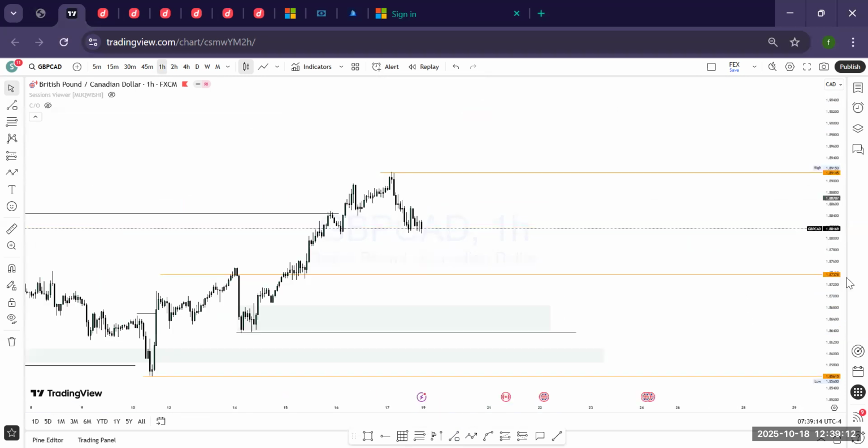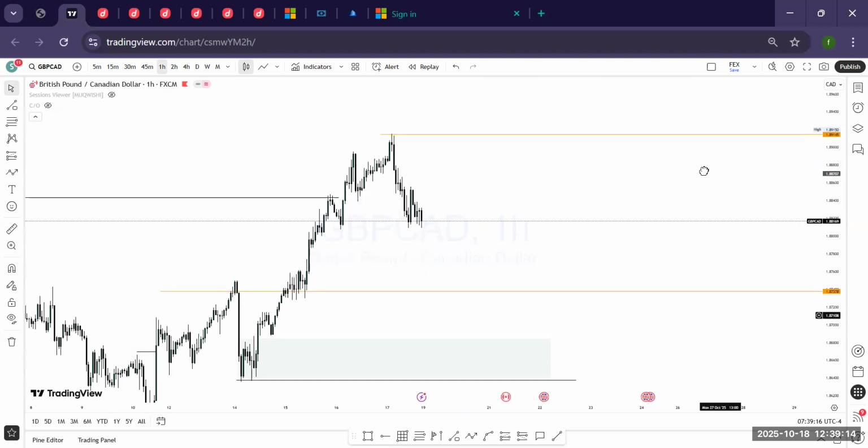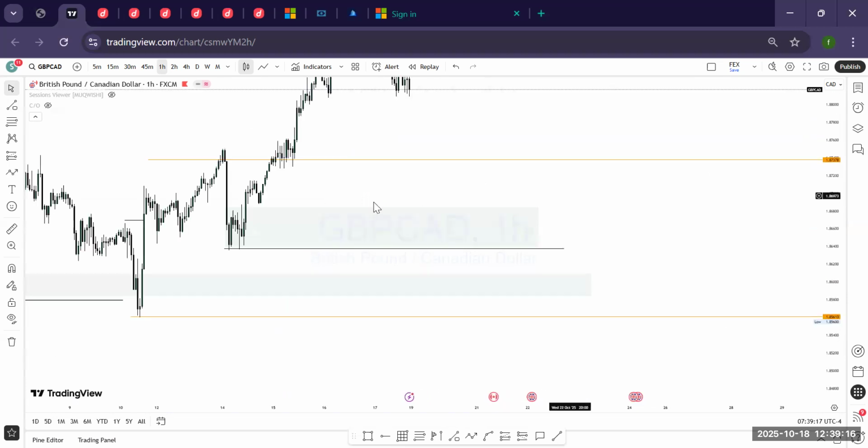For me, we have this as a market structure shift. Here you can see it because we had a break of structure below on the 1 hour time frame previously.